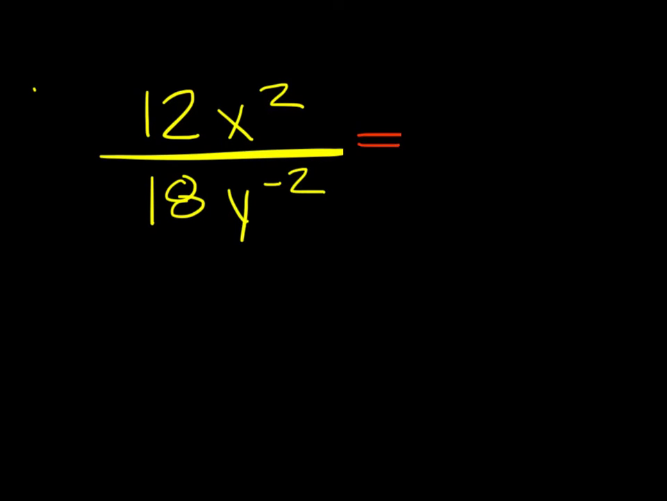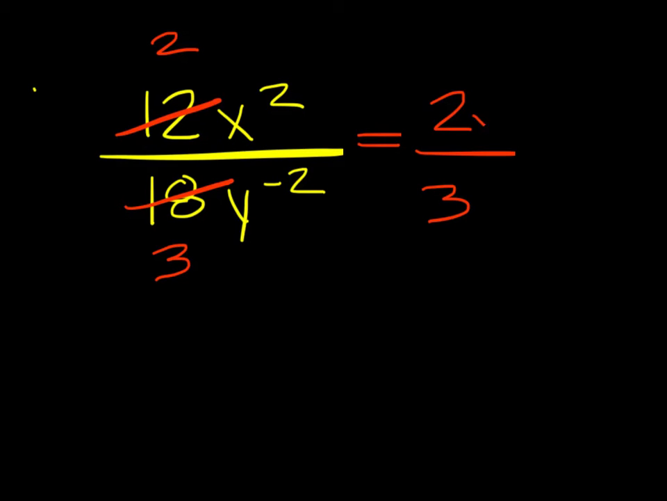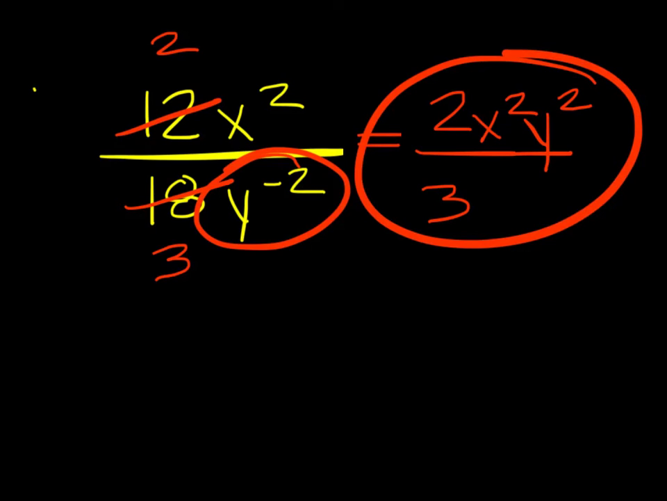Solution for the practice problem. 6 goes into 12 twice and into 18 3 times. So you have 2 over 3 to start with. The x squared stays on the top, and this y to the negative 2 goes to the top and becomes positive. 2x squared y squared over 3.